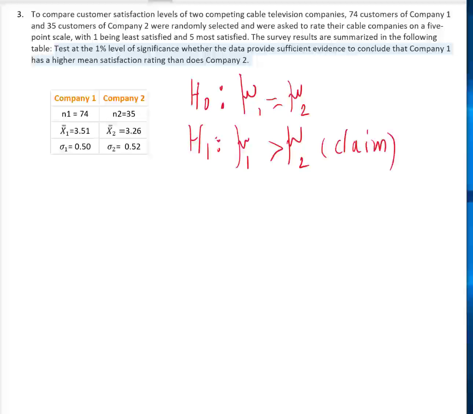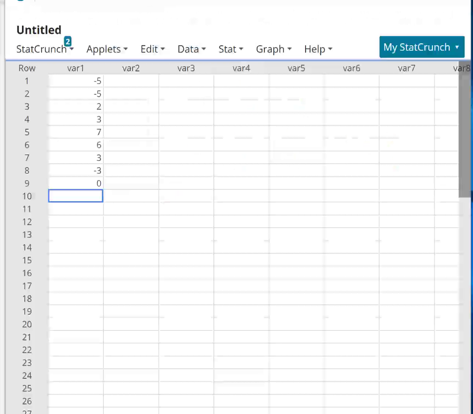Now, before I use StatCrunch, I want you to notice something very, very important. Look, I gave you sigma 1 and sigma 2. These are population standard deviations. When you are given the population standard deviation, you must use a z-test. And when you are given S1 and S2, you use a t-test. Since we are given sigma 1 and sigma 2, it's going to be a 2-sample z-test using StatCrunch. Let me show you how to do that using StatCrunch.